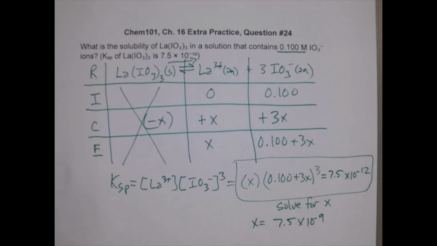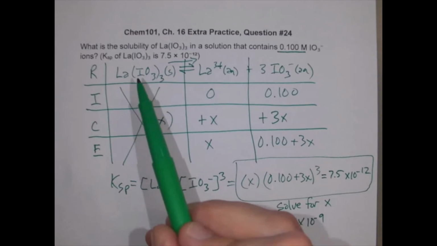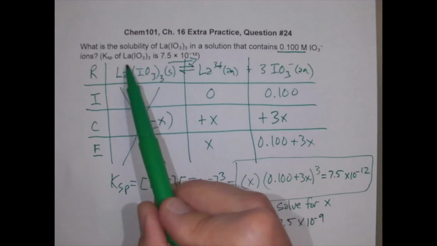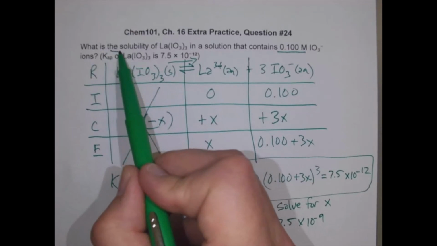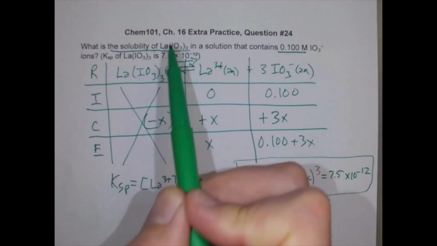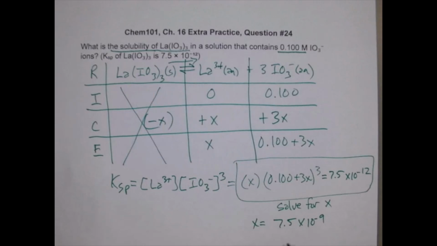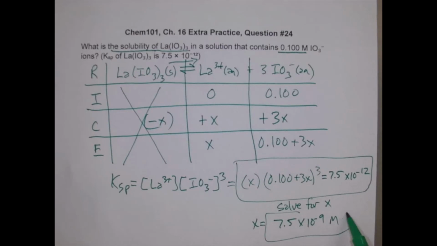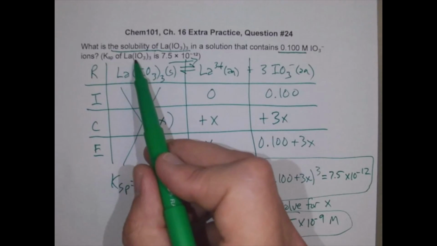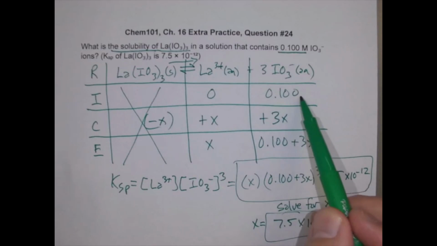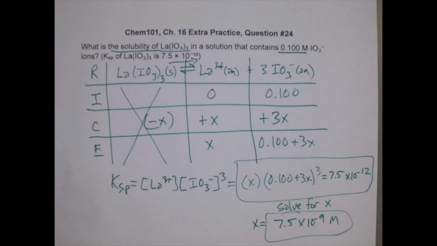When you do, you get that X is equal to 7.5 times 10 to the minus 9. Now if you go back up here to your table, you see that X represents the amount of this compound that dissolves, and that's what we're being asked to find. What is the solubility of that compound? How much of this will dissolve? Well, that's equal to X. So we'll put units of molarity on that, and that's going to be our answer. That is the solubility of lanthanum 3 iodate when you have 0.1 molar of the common ion present.